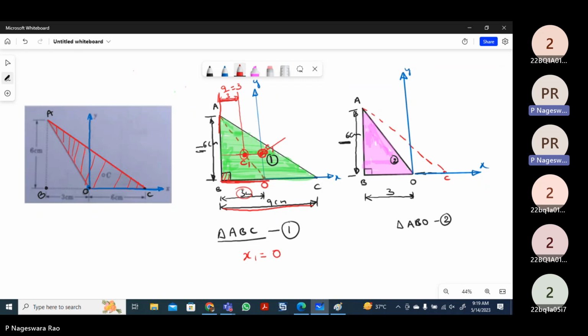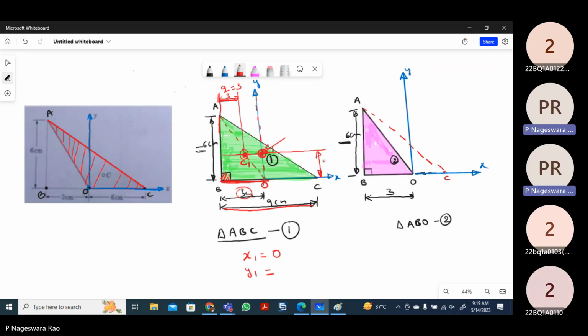That means x1 is equal to 0, because the origin is here. This is the origin, the y-axis is here. From the y-axis we have to measure the C1 distance. This is the x1 distance. And what is the y1 distance? From 90 degrees, the same C1 point lies in this direction, one third of the respective length.